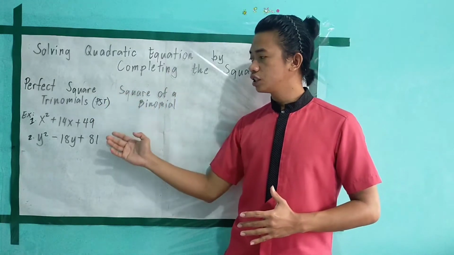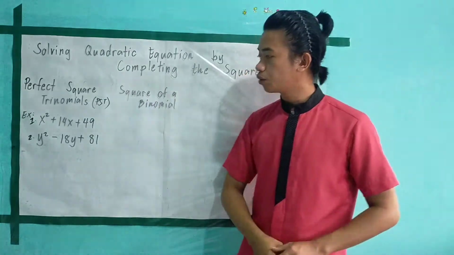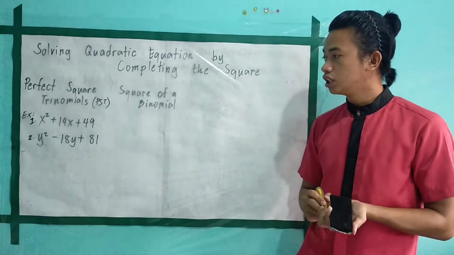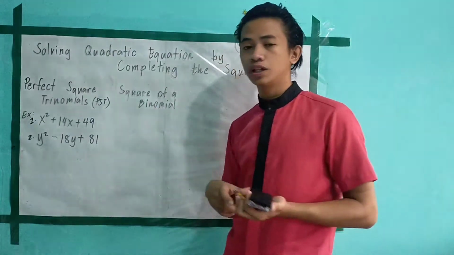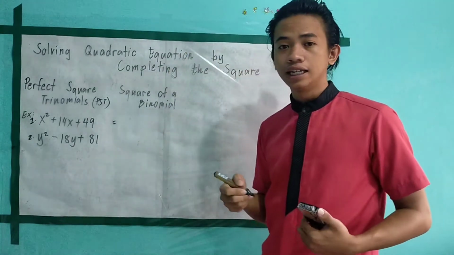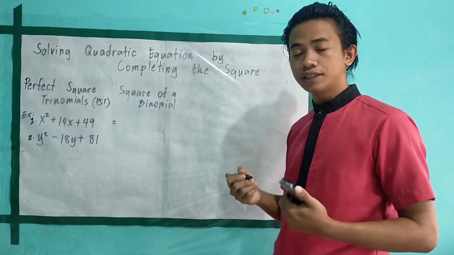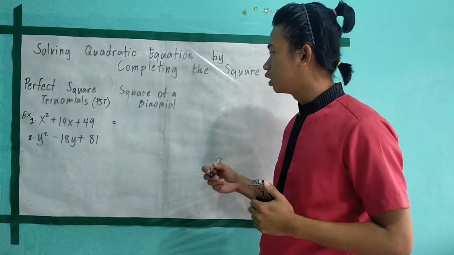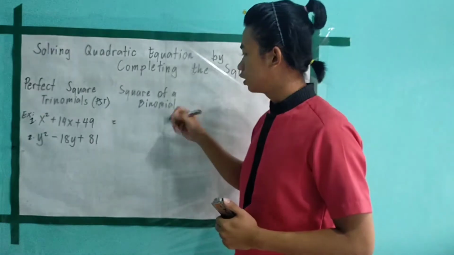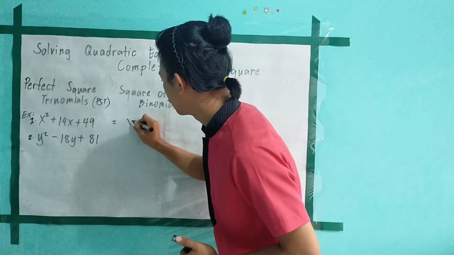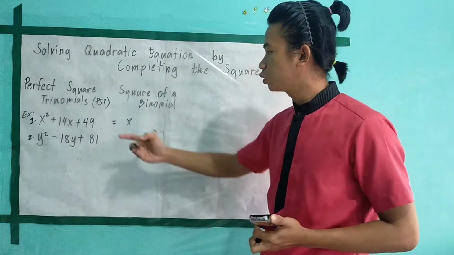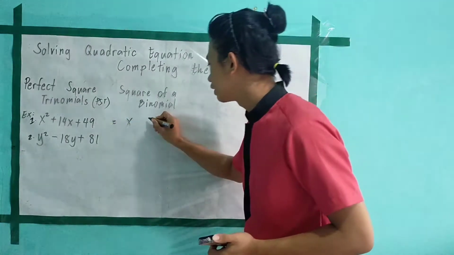So let's consider this given example. Example number 1. Let's say we have x squared plus 14x plus 49. So the technique in factoring perfect square trinomial is to get the square root of the first term and the last term. So we're going to get the square root of our first term, x squared. So square root natin, we have x. Next, square root of the last term, square root of 49, we have 7.